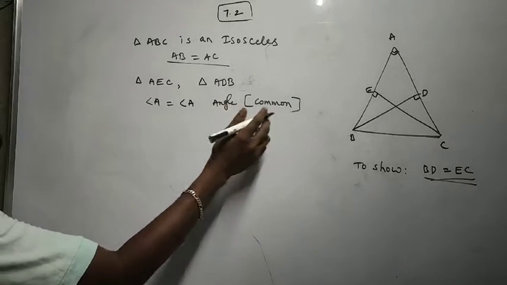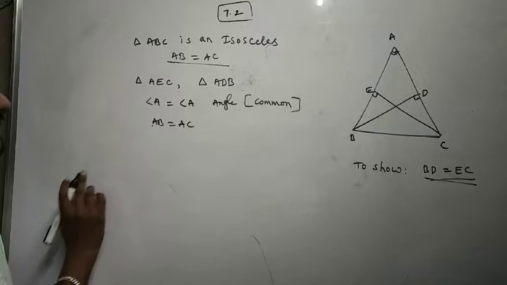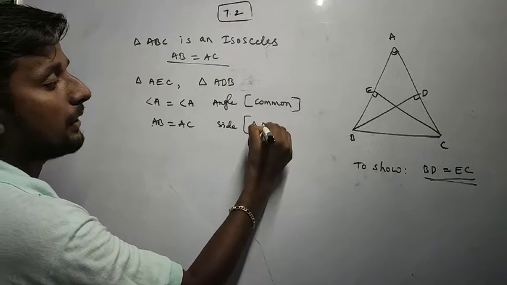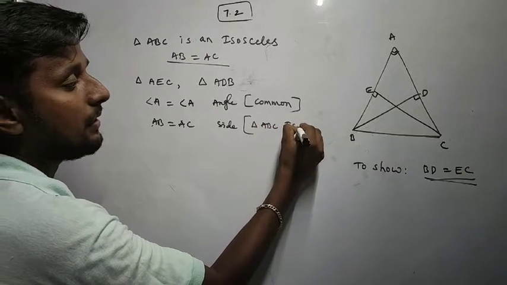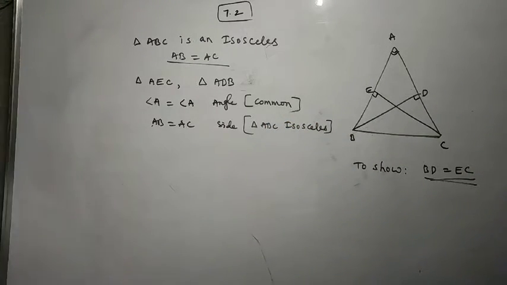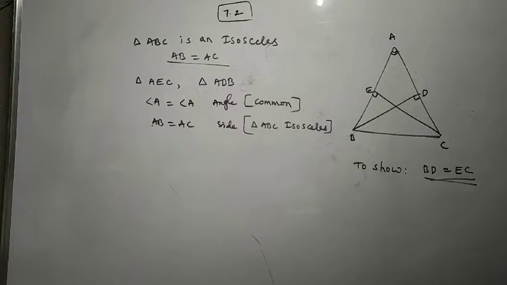Now, common angle. We discussed already ABC is an isosceles triangle, so AB is equal to AC. It is a side, and triangle ABC is isosceles. Along with that, to use the ASA rule, we need one more angle, correct?